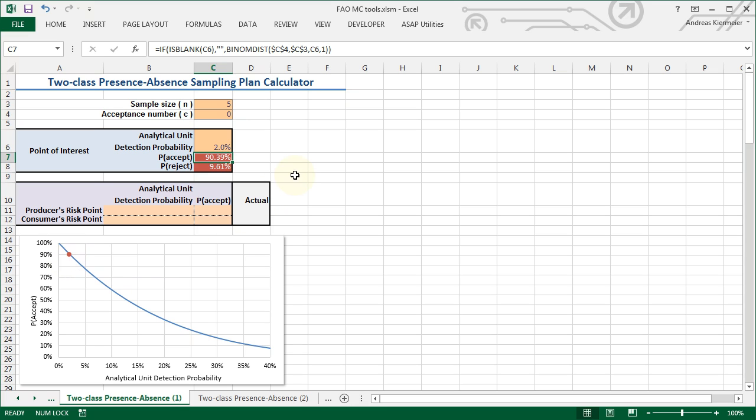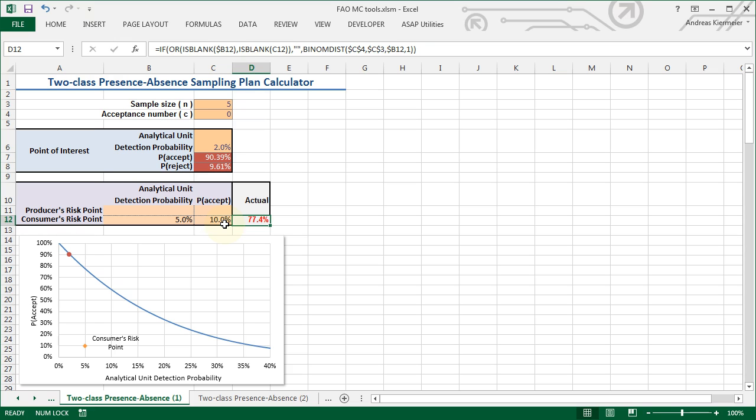The third area is an area for specifying the consumer and producer's risk points. For example, let's assume that at a detection probability of 5%, we can accept lots at most 10% of the time.